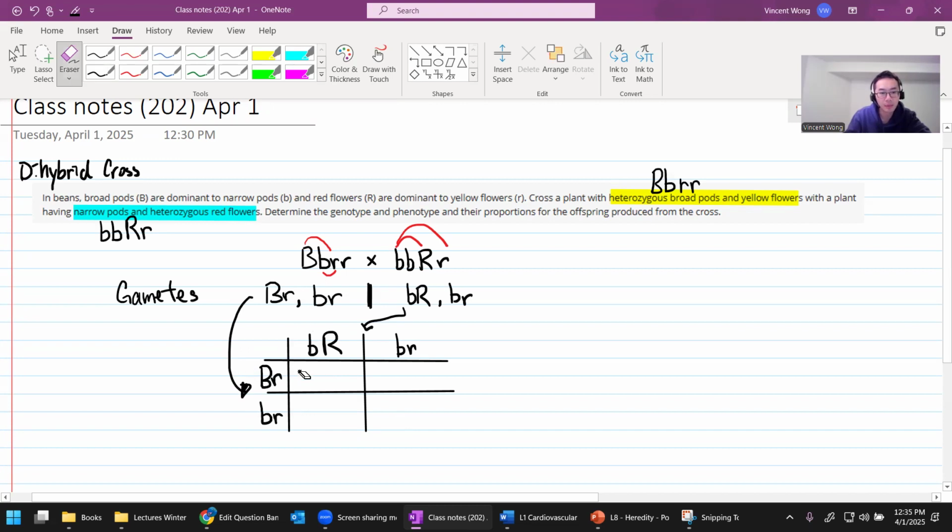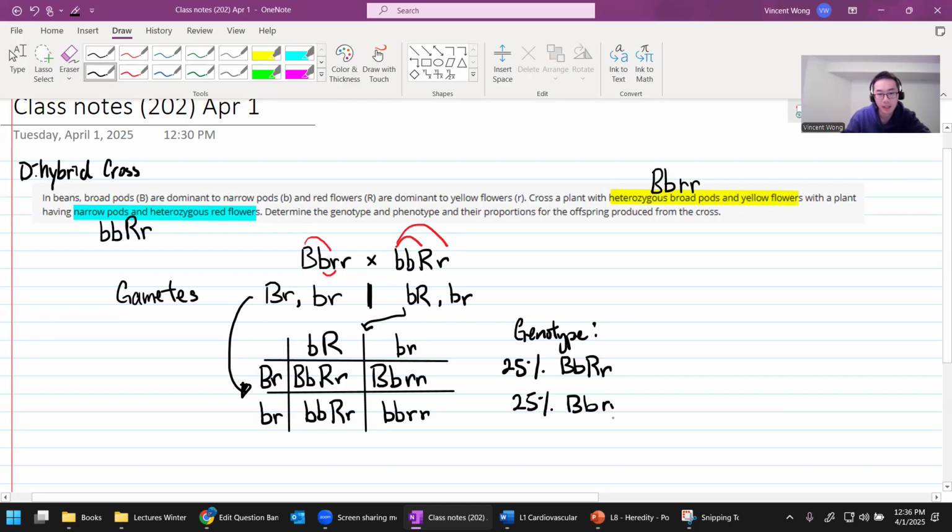And then we're going to go ahead and combine them. Remember, the same letter goes together, and capital letters go first. So big B, big R, small r. Similarly, we're going to have big B, small r, and so on and so forth. And over here, if we want to figure out the genotype, it would be 25% big B, small b, big R, small r, 25% big B, small b. Basically, just copy them, right? And as long as they're not the same, then you can count them separately.